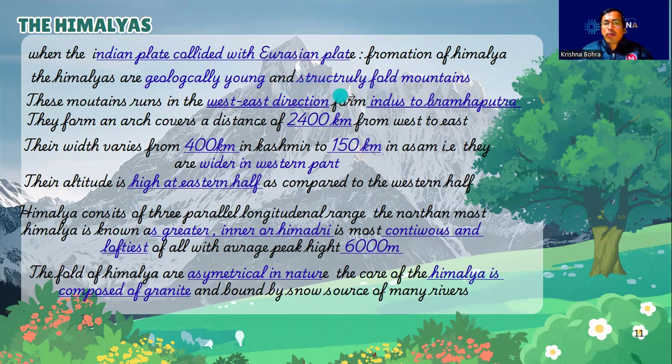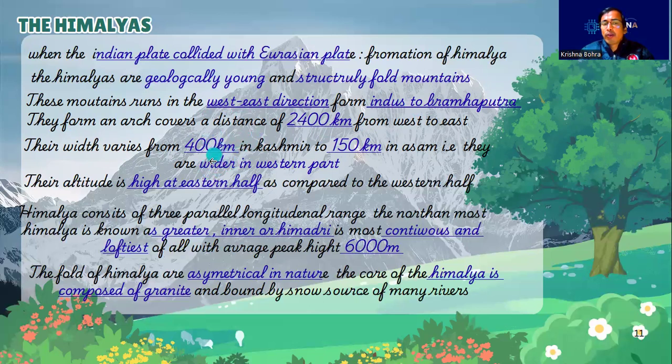They are structurally fold mountains. We know what a structurally fold mountain is. When two plates are colliding, they form what we call the Himalaya, and the Himalayas are formed by the converging plate tectonic activity. The mountains run in a west-east direction from Indus to Brahmaputra, and they form an arc of 2,400 kilometers from Indus to Brahmaputra. Their width varies from 400 kilometers in Kashmir to 150 kilometers in Assam, and we can take an average of 300 or 250 as their width.